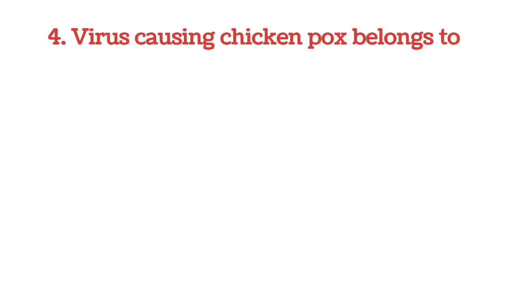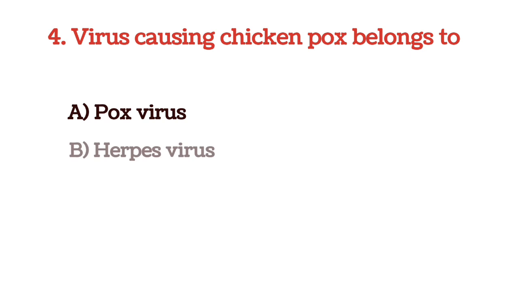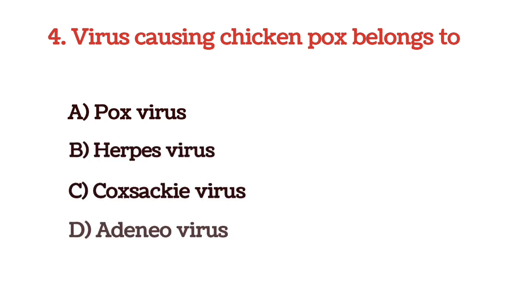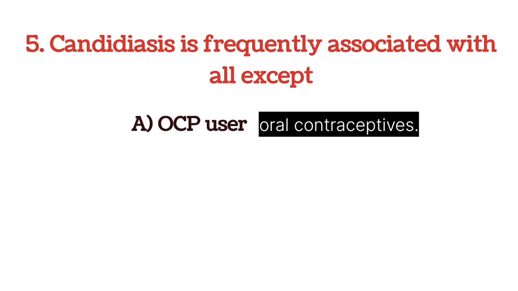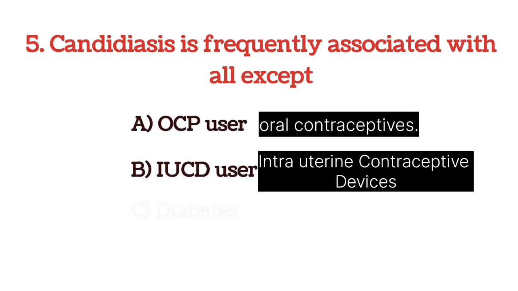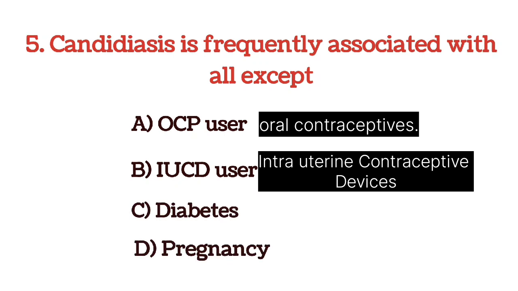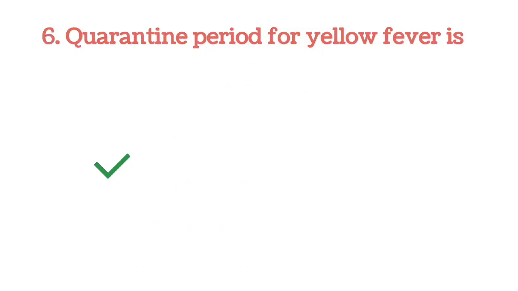Virus causing chickenpox belongs to, and the options are pox virus, herpes virus, Coxsackie virus and adenovirus, and the answer is option B, herpes virus. Candidiasis is frequently associated with all except, and the options are OCP user, IUCD user, diabetes and pregnancy, and the answer is option B, IUCD user.